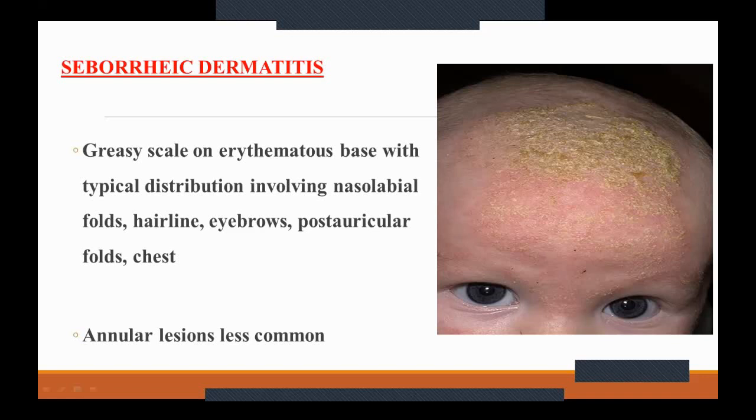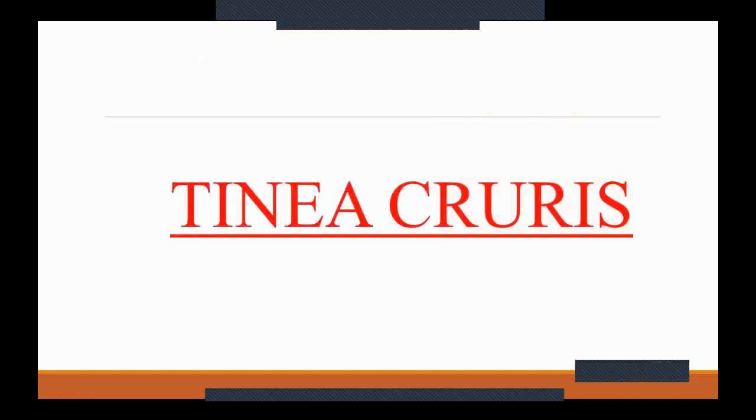And though we know that seborrheic dermatitis is clinically mainly distributed over the scalp, over the eyebrows, nasolabial fold, then over the chest, and posterior auricular fossa, behind the ears also. So annular lesions are not seen in seborrheic dermatitis. So these were the differential diagnosis for Tinea corporis: mainly fixed drug eruption, erythema multiforme, pityriasis rosea, seborrheic dermatitis.